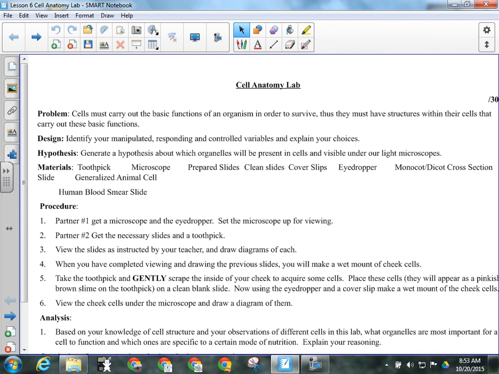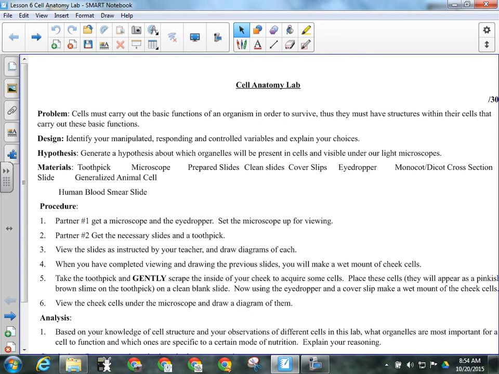Okay, so the problem we're investigating with this lab has to do with the second point of the cell theory, and that is that cells carry out the basic functions of the organism. If they're going to do that, and we're looking at eukaryotic cells here, cells from organisms like ourselves and multicellular plants, then there have to be certain structures in those cells that do those jobs. Agreed? That's the problem we're investigating. Basically, what structures are going to be necessary to carry out the basic functions?